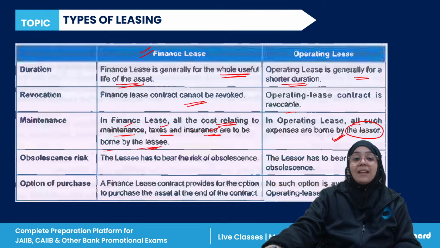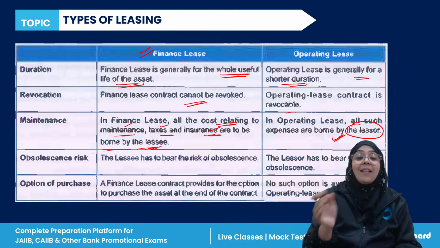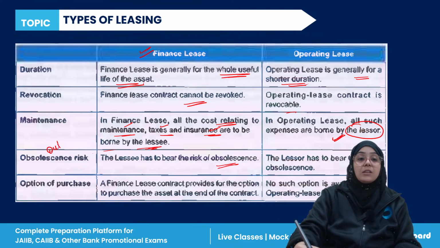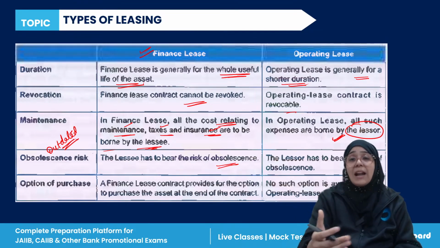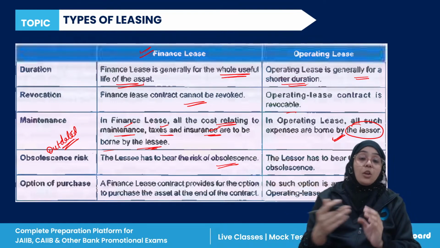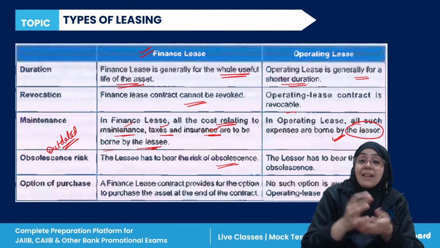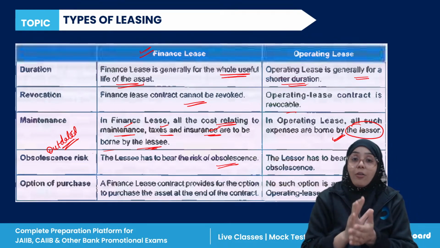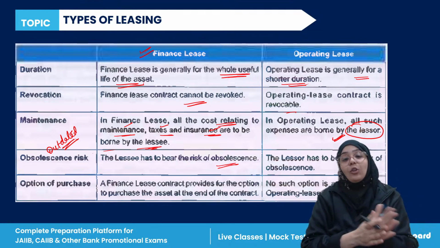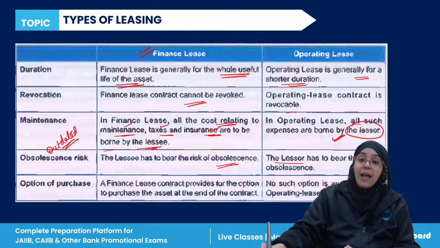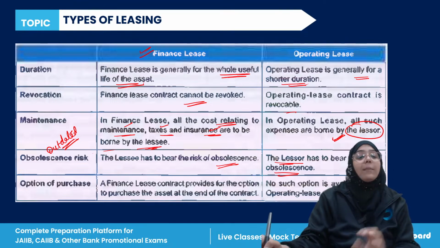If we talk about obsolescence risk, the lessee bears the risk of obsolescence. Obsolescence means outdated, or out of fashion, because technology is being updated nearly every 2 years. So in a finance lease, because the lessee is acquiring that asset for the complete economic life of that asset, obviously the lessee has to bear the risk of obsolescence. Whereas in an operating lease, the lessor has to bear the risk of obsolescence.